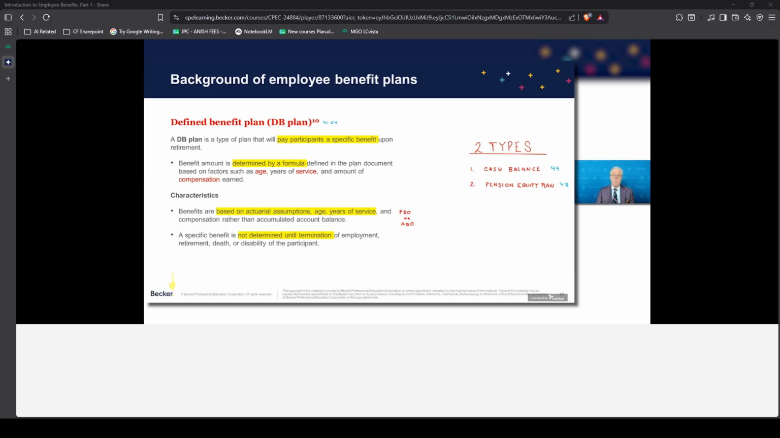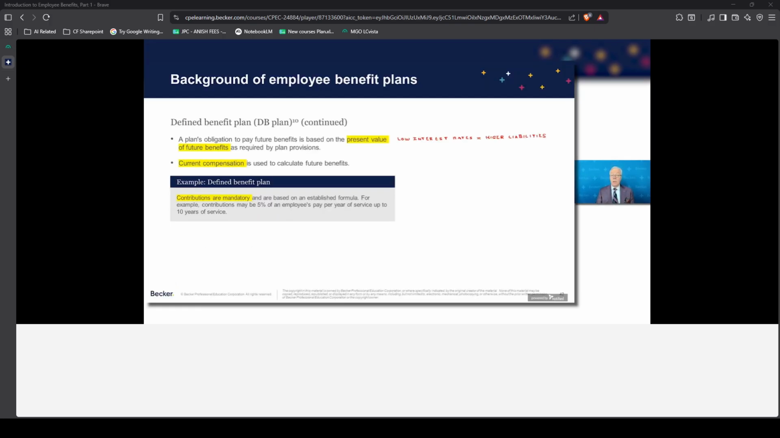Now, the specific benefit is not determined until you finally retire, because it's only then that we know what your final salary was. Somebody may retire at 65, somebody else may retire at 68. They may do this for a variety of different reasons, whether it's retirement, death, or disability. Well, the plan's obligation to pay the benefit is based on the present value of the future benefits. And by the way, this has caused a lot of agita for many companies, because ultimately you have to pay a lot of your young employees many, many years from now, assuming that they vest, they live long enough, and they start collecting.